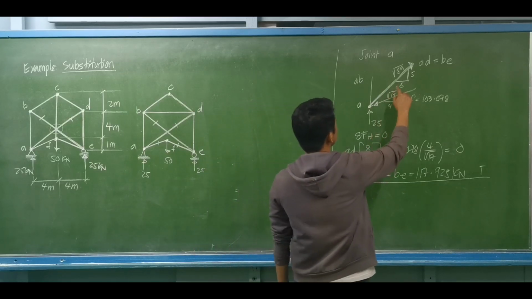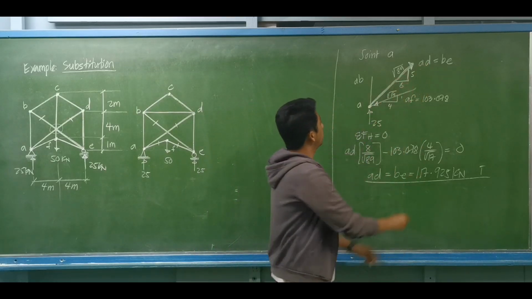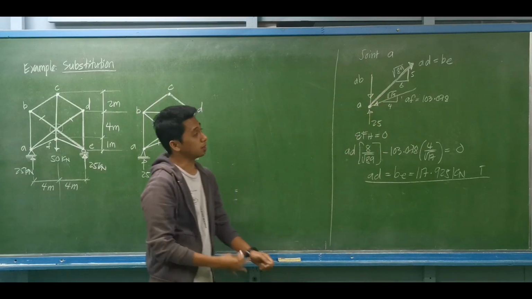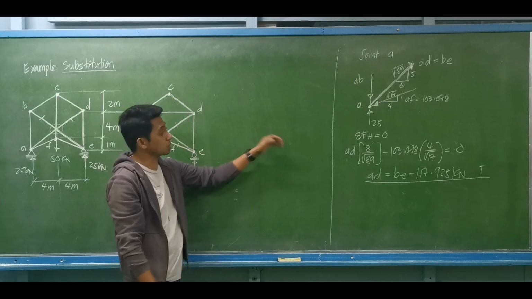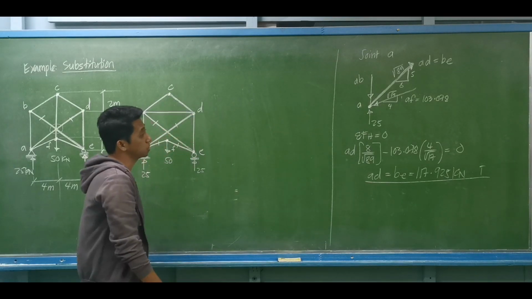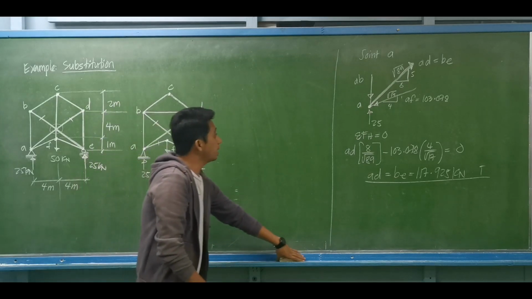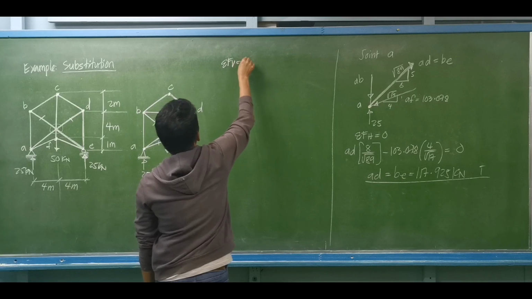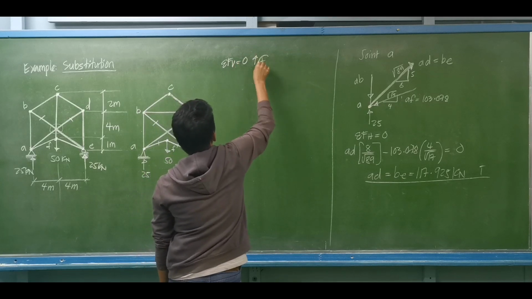So this time, since AD seems stronger upward, again, I will assume AB to be downward this time. There is no problem if the assumption is wrong, the sign will just come out negative, but we take the opposite direction in that case. So we'll be having summation of forces vertical equal to 0. Upward forces to be positive.